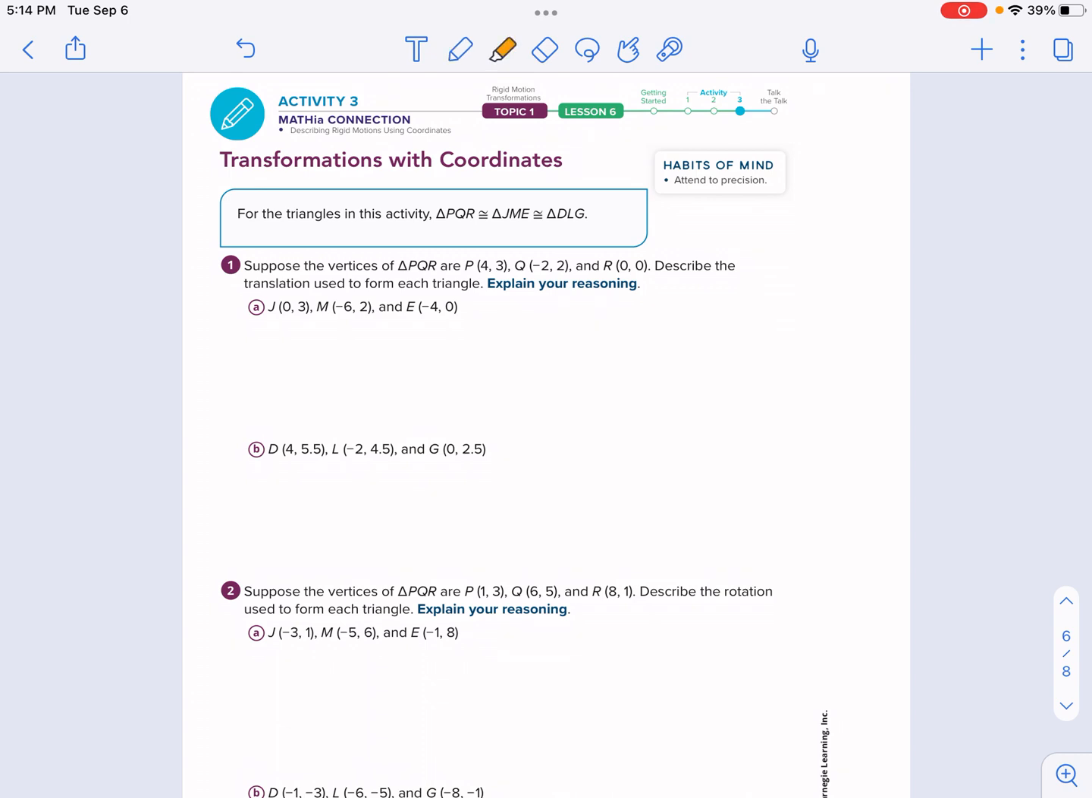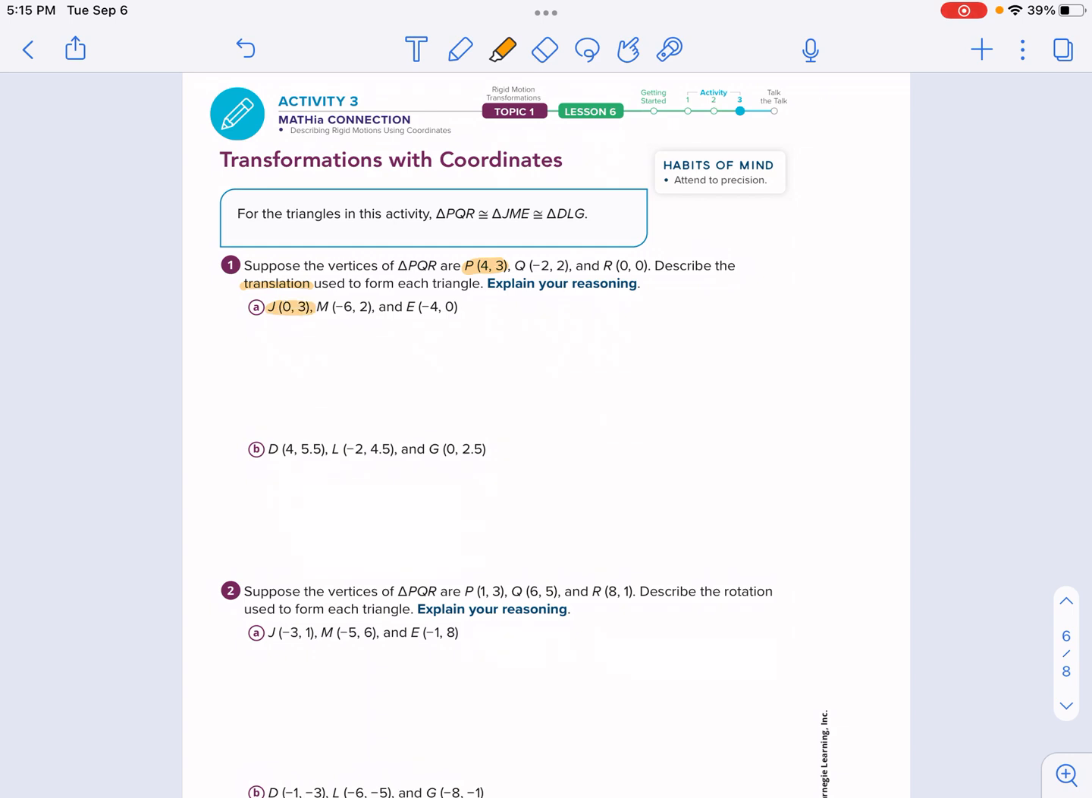So number 1 does not give us a type of transformation. We've got to figure out, is it translation? Oh, sorry, it does say it. Describe the translation here. All right, so this is going to be moving it up, down, left, right. Let's look at the first points in triangle PQR and the other triangle.